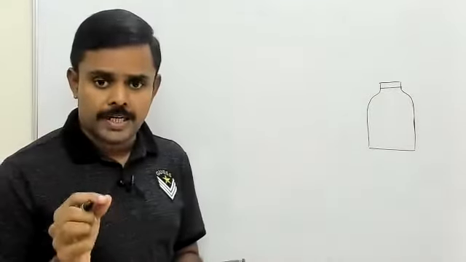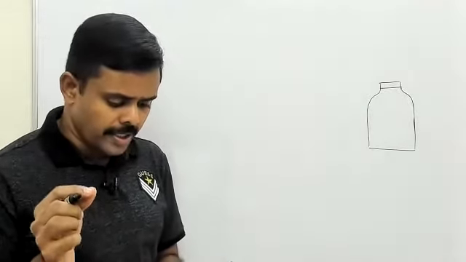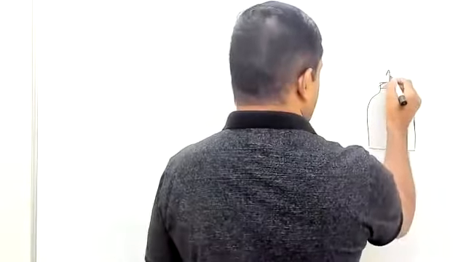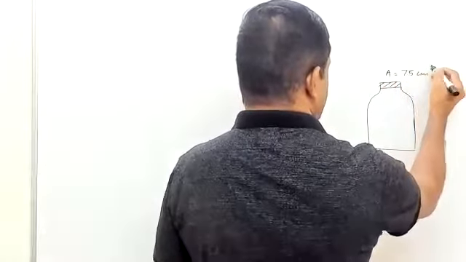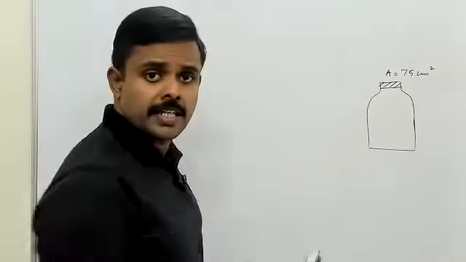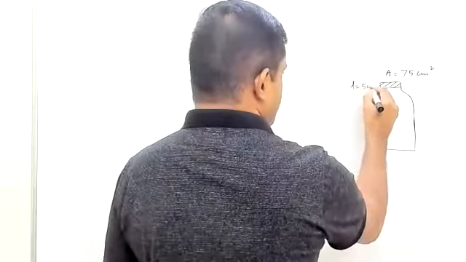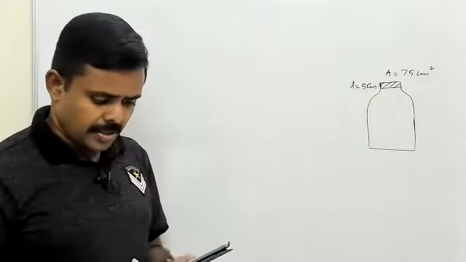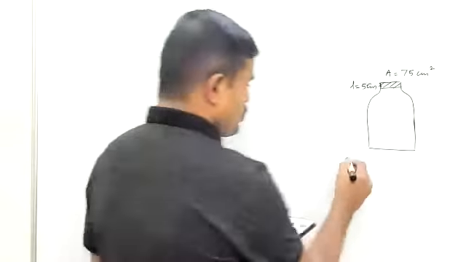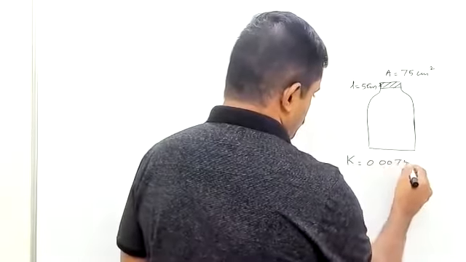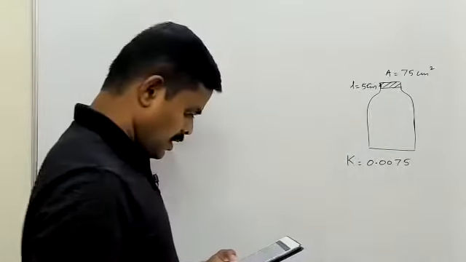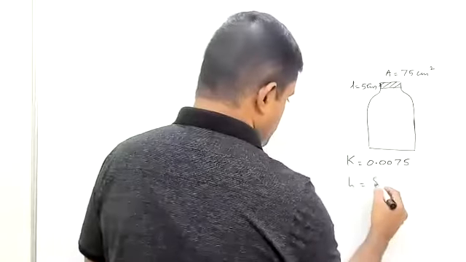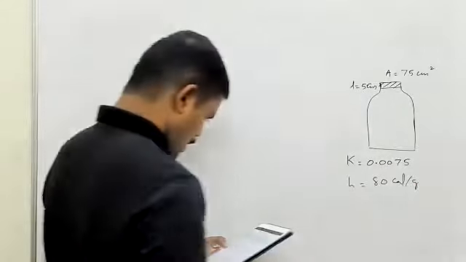The only possibility of heat flow in a thermoflask is through its cork, which is 75 centimeter square in area. So the area is given, 75 centimeter square, and 5 centimeter thick. Length L is given, 5 centimeter. Yesterday I told you, you have to take the thickness as L. Hope you remember. And thermal conductivity is 0.0075. Then the outside temperature is 40 and the latent heat of fusion is 80 calorie per gram.